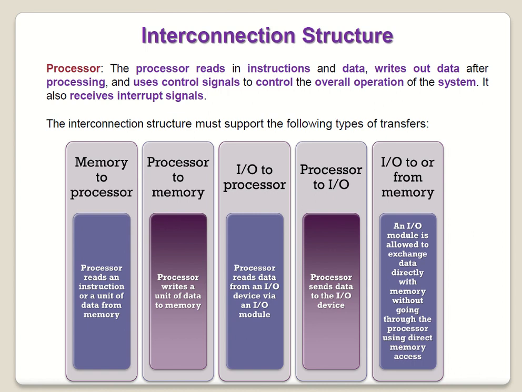Okay, when you are talking about the interconnection structure, that means the main components of the computer system, the three main components: processor, memory, IO. They are connected in a way that they exchange data between themselves. So the processor, look into that here. The processor reads an instruction and data, writes out the data after processing, and uses the control signals to control the overall operations of the system. And it also receives the interrupt signals.